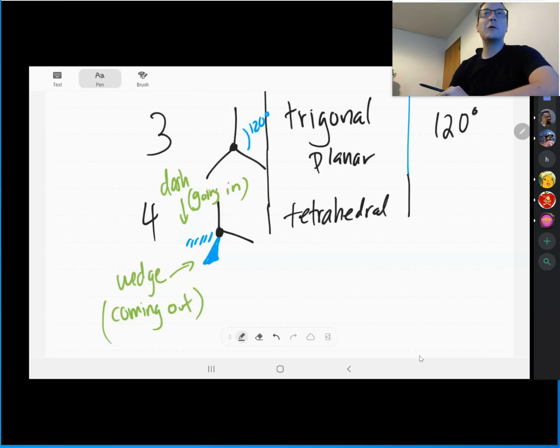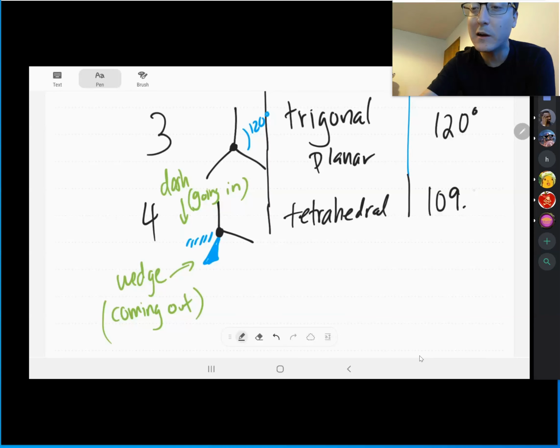Alrighty, and so it's not going to be 90 degrees, but it is a magic number. Its value is 109.5 degrees. Alright, so this one is special.